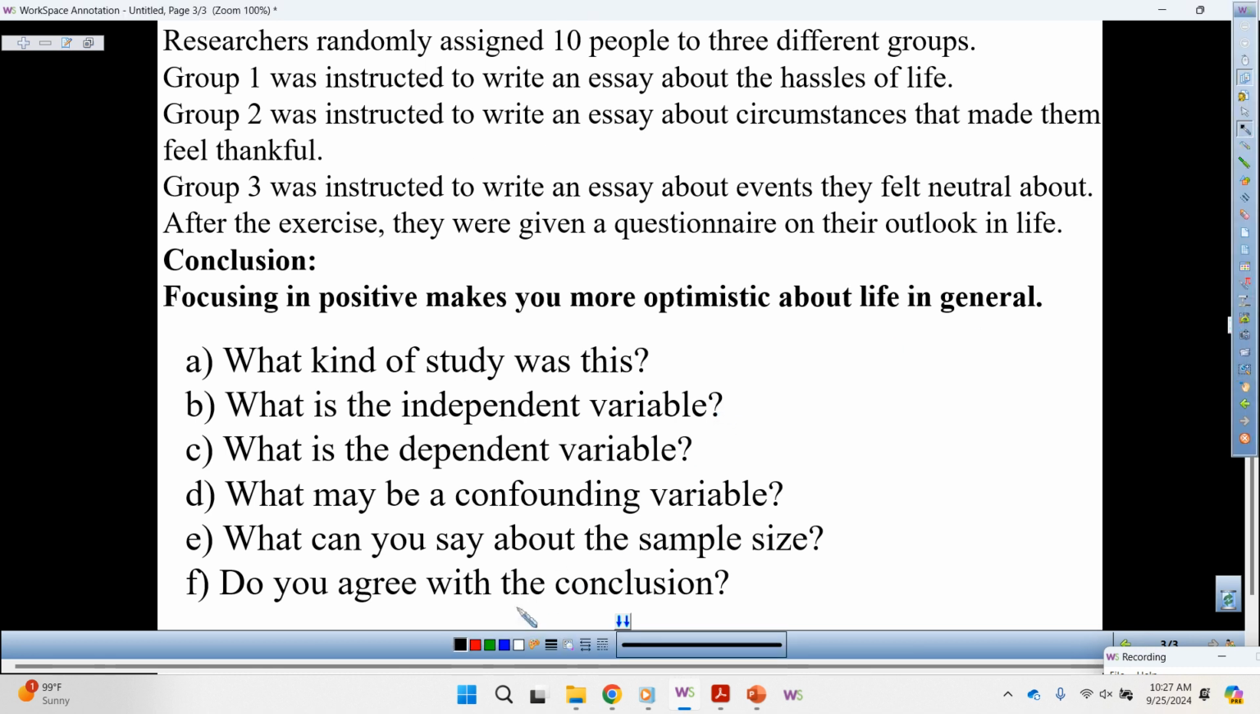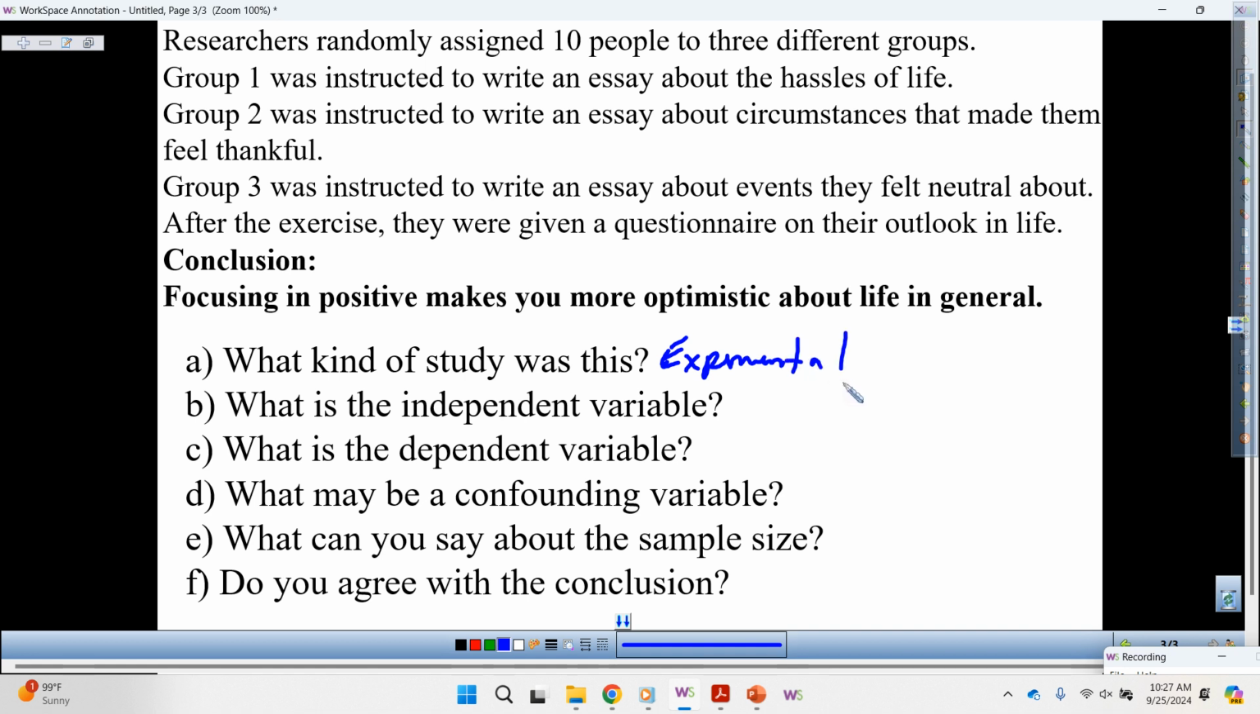Looks like Carter's got it. Very good, Carter. What do you think, Carter? Close. It says researchers randomly assigned 10 people to 3 different groups. Aaron, what do you think? Experimental. I agree with that. However, what kind of experimental?